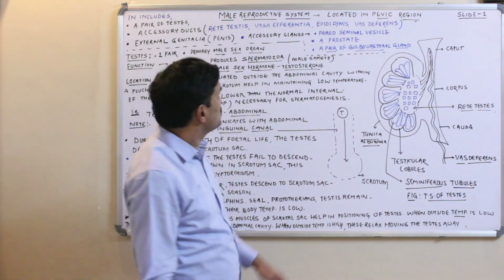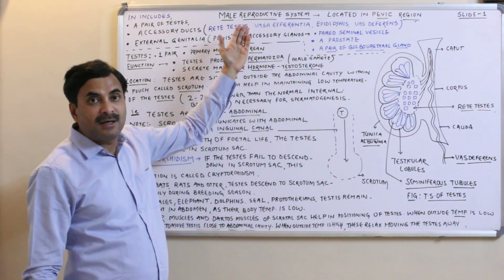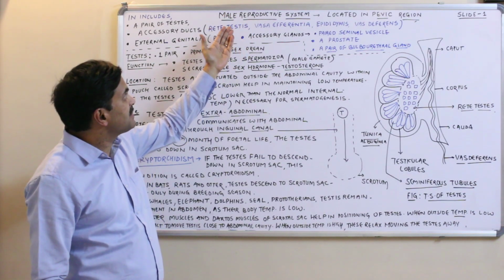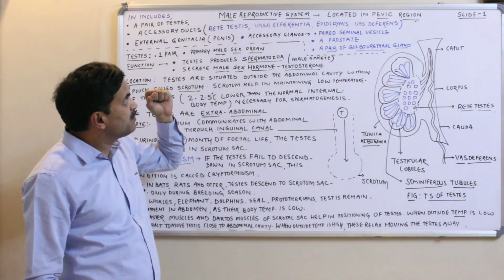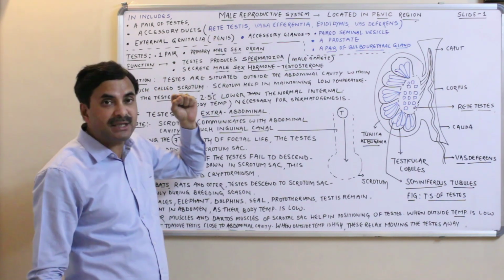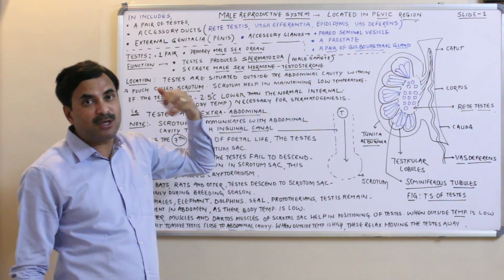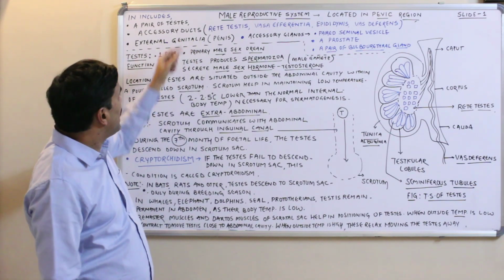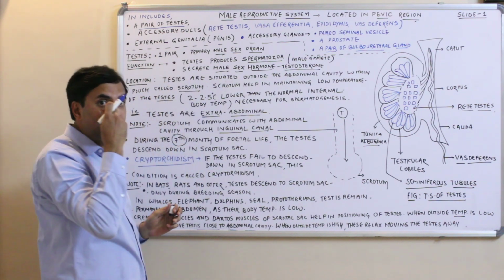Hello to all. Today we are going to study a very important topic which is related to human reproduction, and that is the male reproductive system. Very first you must know that this male reproductive system is located in the pelvic region, or you can say the pelvis region, and it includes a pair of testes.